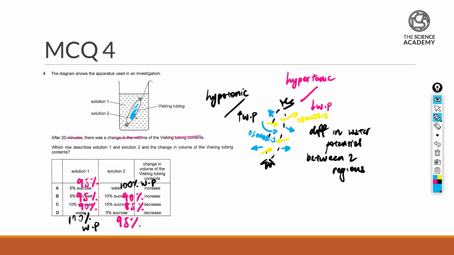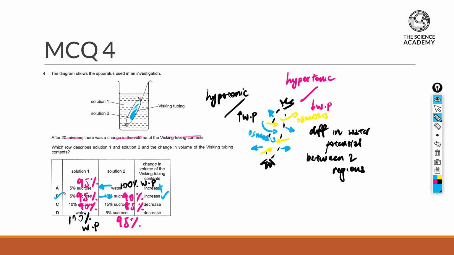So in A itself, solution 2 is 100% water potential. Water is going to leave the Visking tubing. However, A is wrong because it stated that the change in the volume of the tubing increased, where it should actually decrease. Now for B itself, 90% for solution 2 and 95% for solution 1 means water will enter by osmosis. And yes, B is the correct answer because the volume increased.